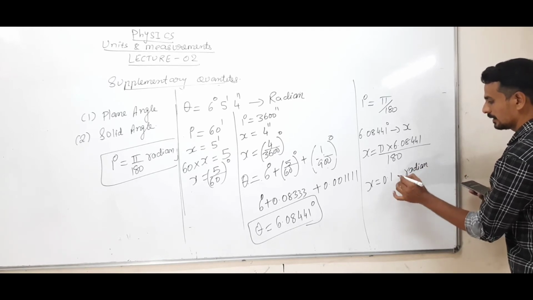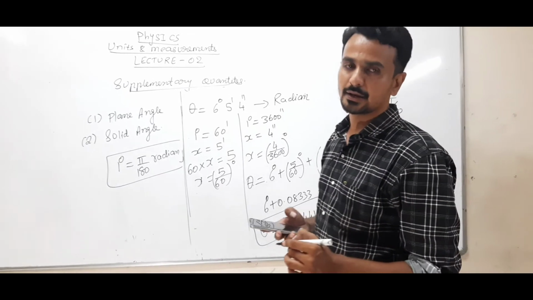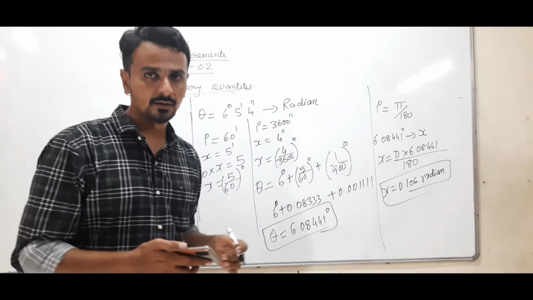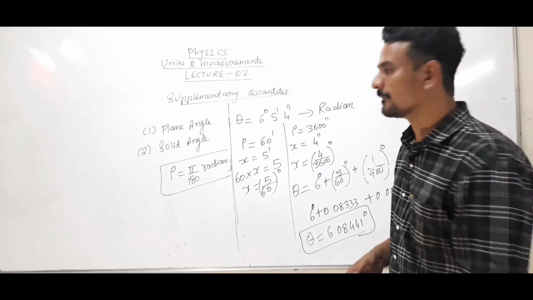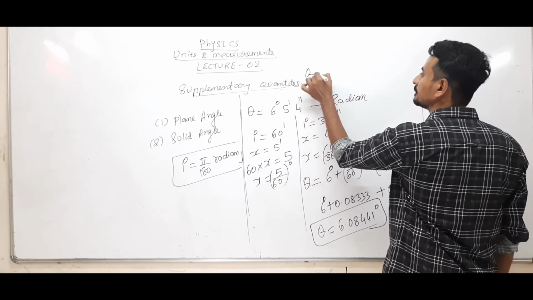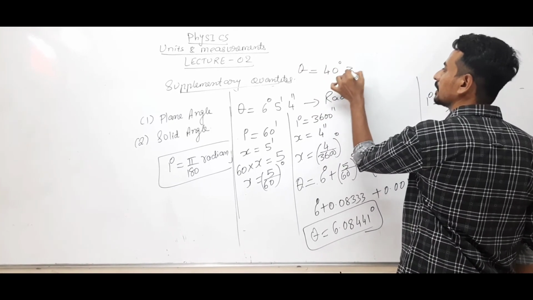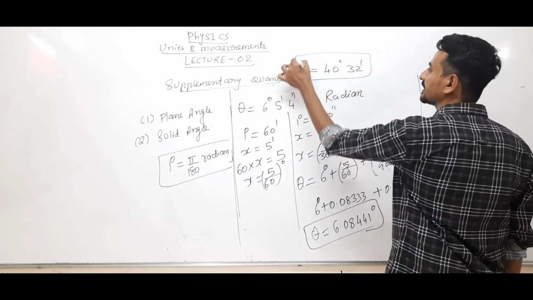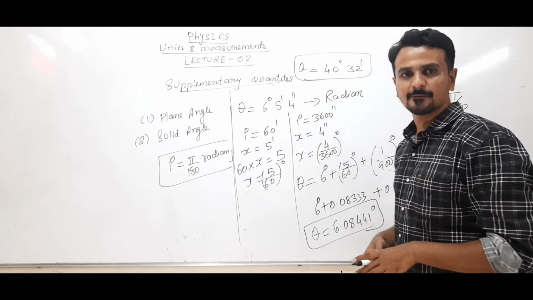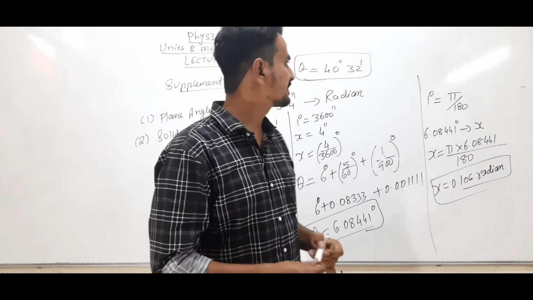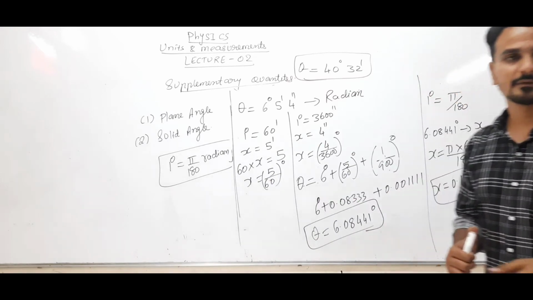Clear? So this is how we will convert theta into radian if given in any other, right? Okay, one more question. This you will try by yourself. Convert this. 40 degree 32 minutes. Convert this into radian. Pause this video, try it by yourself, and then compare this with the final answer. We will be solving here, but first you try it by yourself.